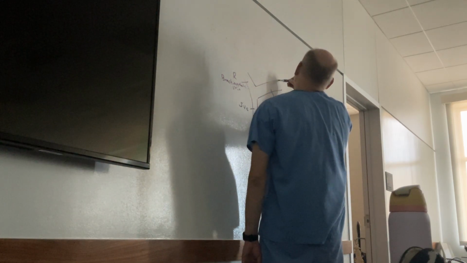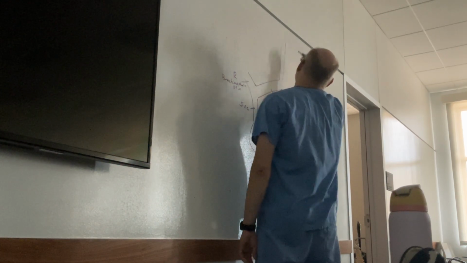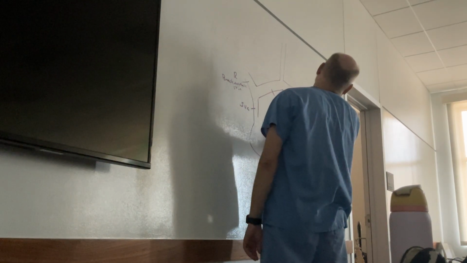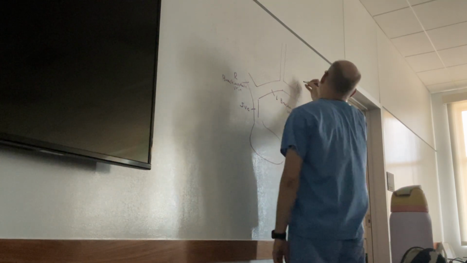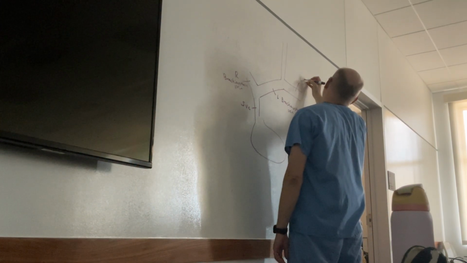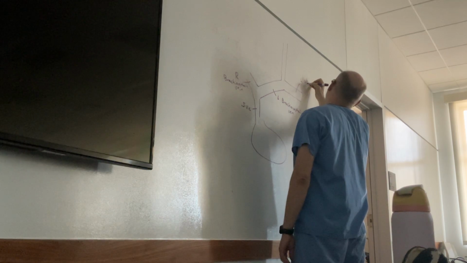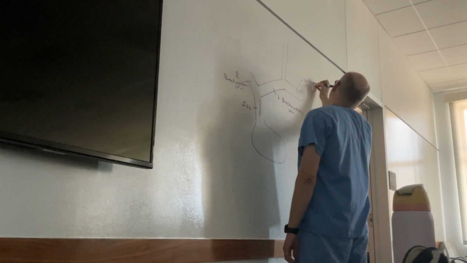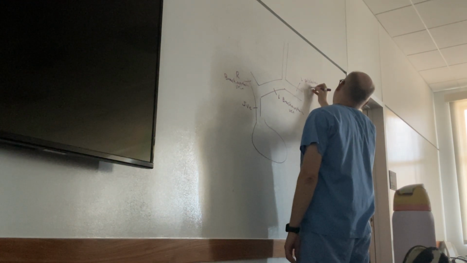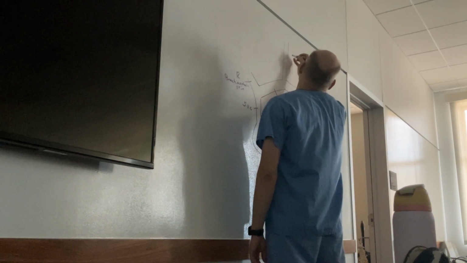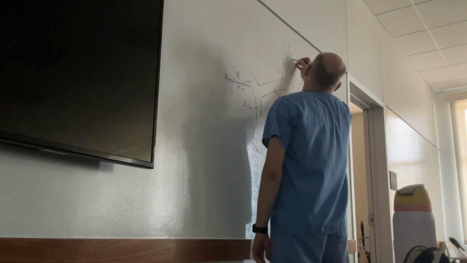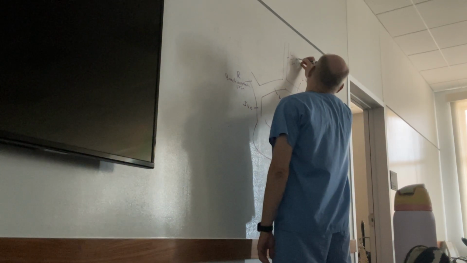Then the brachiocephalic veins bifurcate. One goes up the neck and one goes over the shoulder. So this one here would be your left subclavian vein. And this one here would be your left internal jugular vein, right? You guys already know that one?